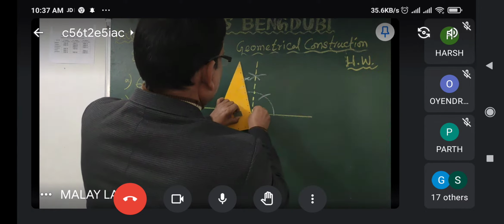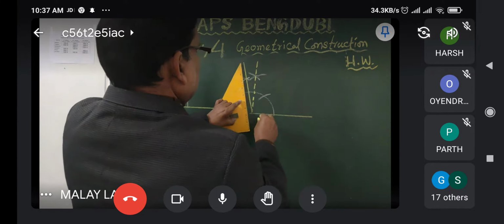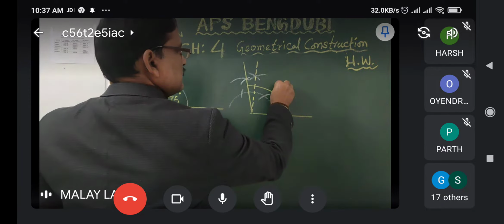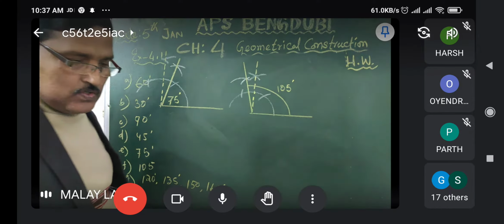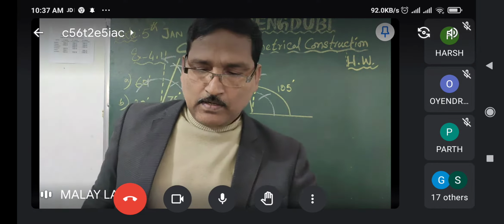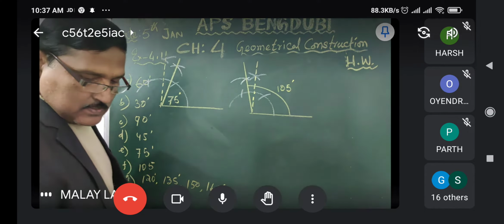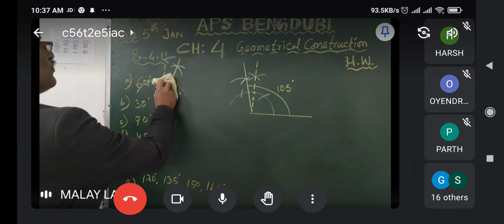Here, this angle, this is 105 degree. So this is the combination of different types of angles. With the help of it, you can complete the figure. Clear? If we go to draw all the angles, it will take time. Only one I am doing now.